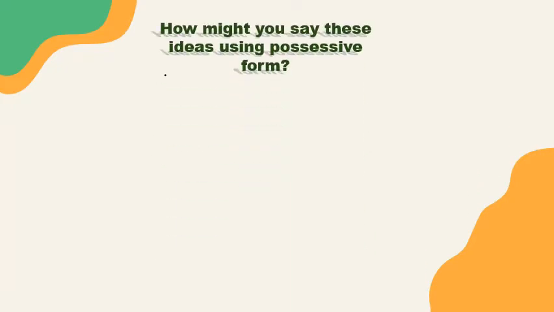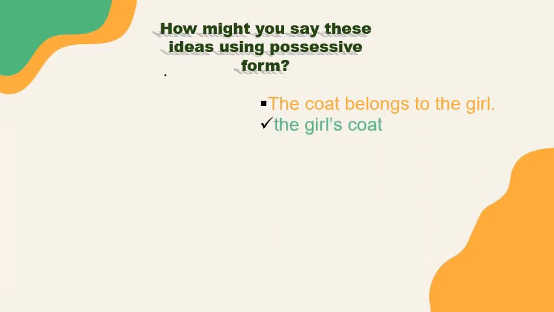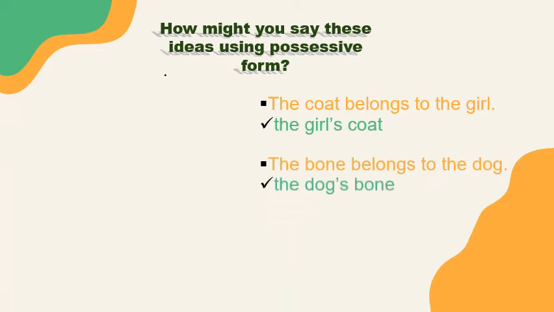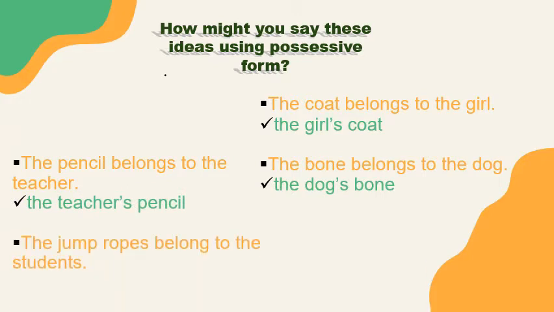How might you say these ideas using possessive form? The coat belongs to the girl. We say the girl's coat. Rather than saying the bone belongs to the dog, I can simply say the dog's bone. Rather than saying the pencil belongs to the teacher, we can say, you got it, the teacher's pencil. And rather than saying the jump ropes belong to the students, we can simply say the students' jump ropes.